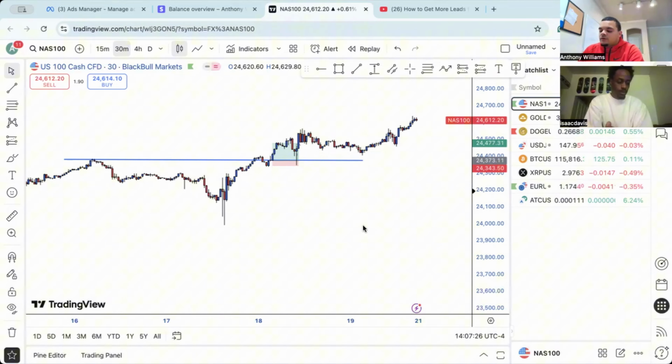So MT4, MT5, they're basically the same thing. MT5 is just an upgraded version of it. I've been trading for 7 years, and I've been using MT4. I haven't really switched over to MT5. It's the same thing, don't get it confused. You can download either or. They're the same thing. Nothing changed. It's an upgraded version. Eventually I might switch over to MetaTrader 5, but I have no reason to.